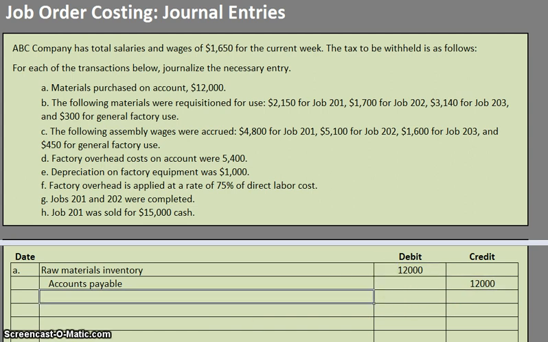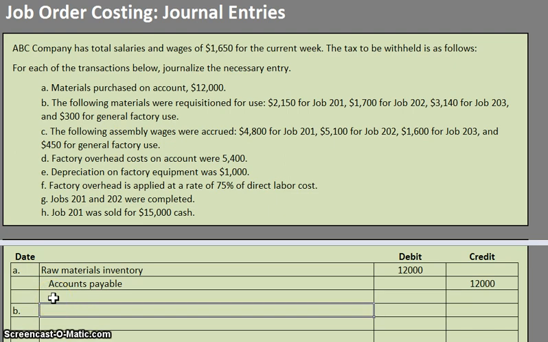Now that we have some raw materials, B is going to ask us to requisition some of those raw materials for use. Notice that we have a portion for jobs, and then we have a portion for general factory use. This is the big difference between direct materials and indirect materials. Anything that is for a specific job that can be tied back to that job is a direct material. But anything that's for general factory use is just going to be put into factory overhead. So let's go ahead and start B.